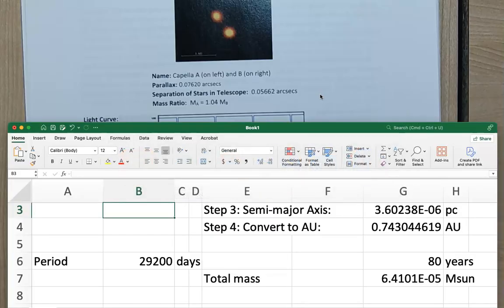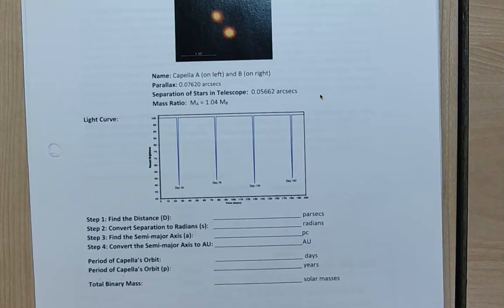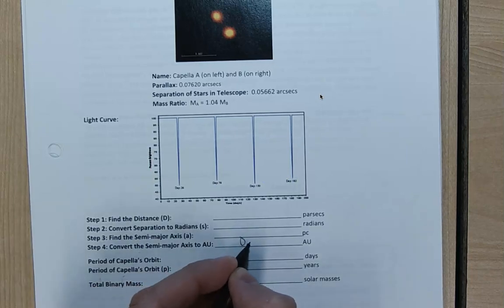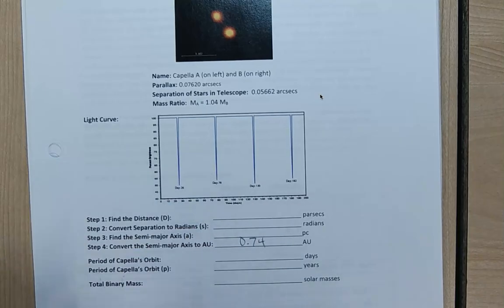What did we say about AU? 0.74 AU. Okay. So you can fill in the rest of those.